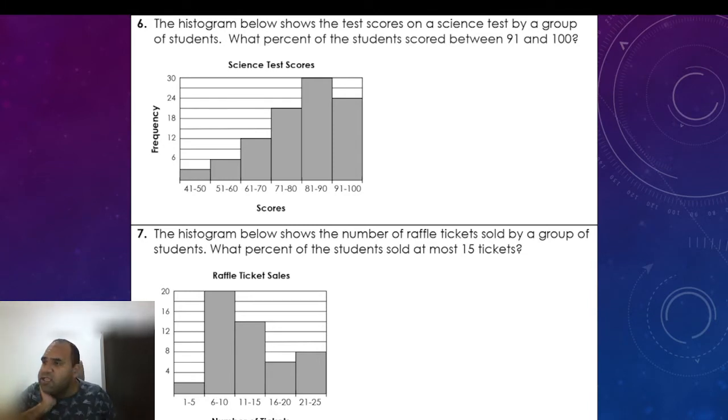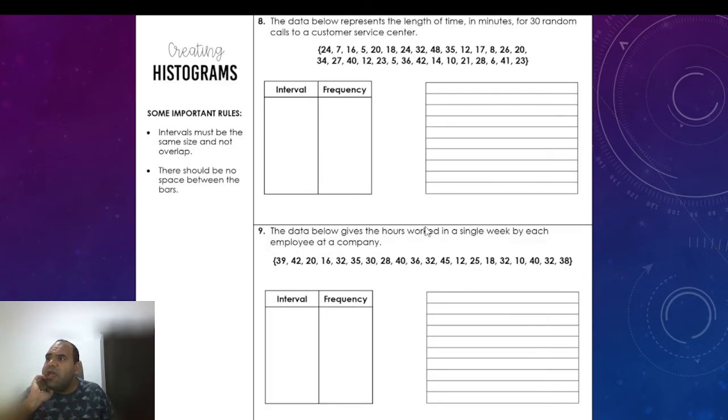Okay, we have more histograms to read over here. I will just go over this thing. If you need the answer sheet, the answer key for this one, please let me know. I'll send it to you. Okay, here is creating histograms.